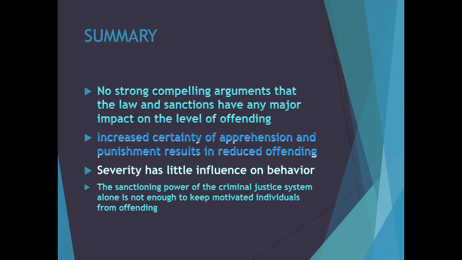All right, in summary, there are no strong, compelling arguments that the law and sanctions have any major impact on the level of offending. Increased certainty of apprehension and punishment results in reduced offending, and severity has little influence on behavior, as well as the sanctioning power of the criminal justice system alone is not enough to keep motivated individuals from offending. So if somebody needs money to utilize drugs, to pay bills, to do whatever they need to do, that is the most motivating factor. All right. There we go. That ends chapter 9.